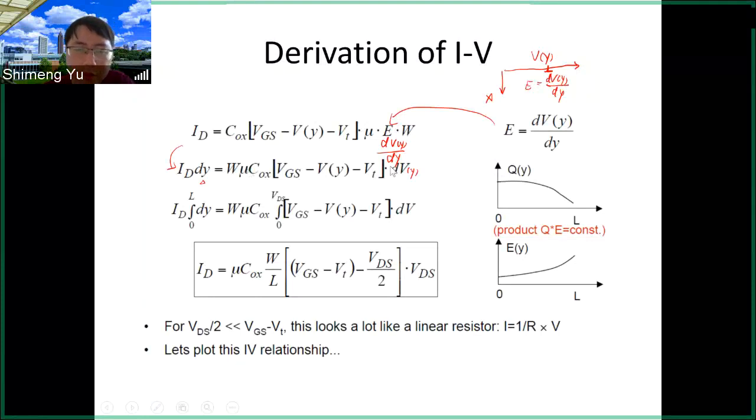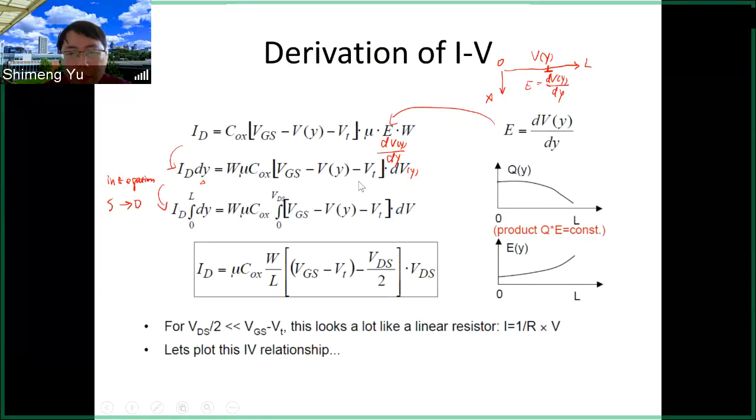Okay, it's the same equation here. Then one more step, we need to do one integration, from the source to the drain. The integration from the source to the drain on the left hand side means the distance y changes from 0 to L. So you integrate from 0 to L on the left hand side.